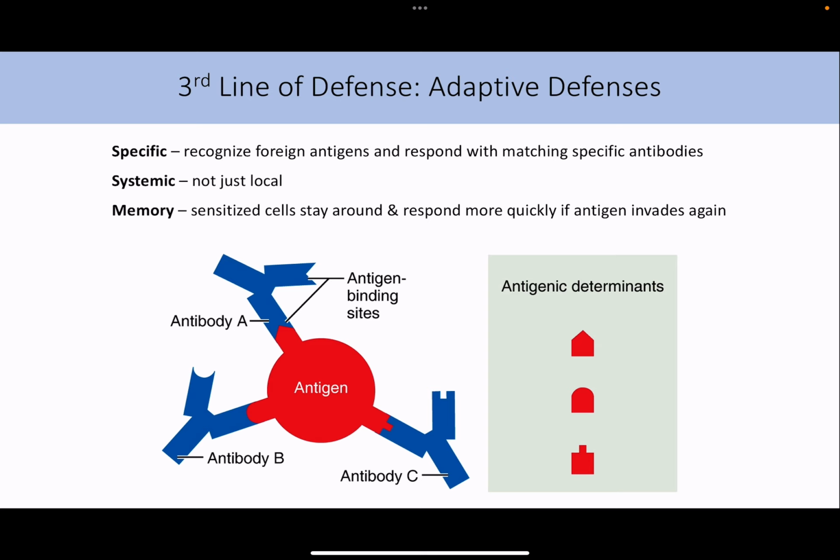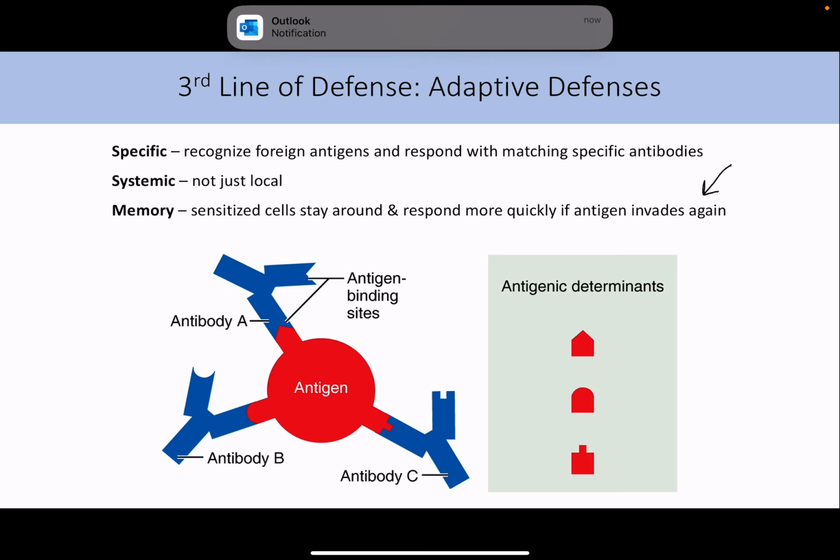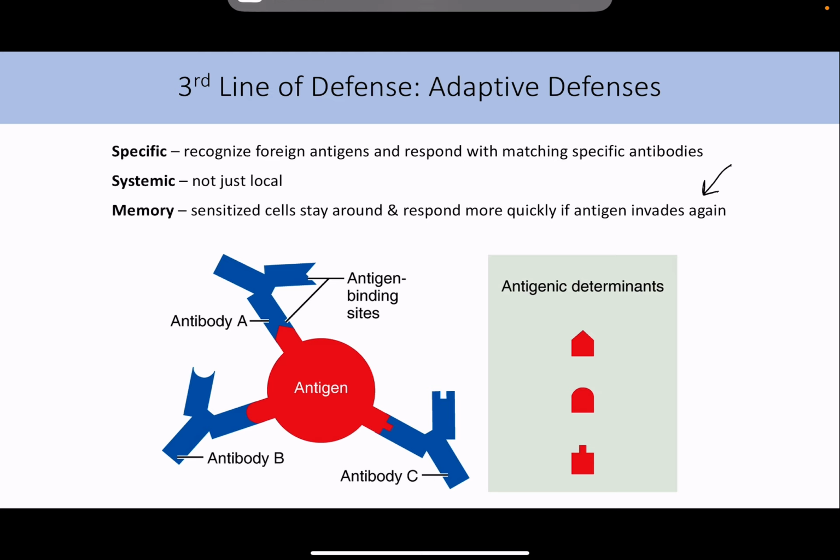Also, this line of defense has memory. So we have what are called sensitized cells that stay around for months and years at a time so that we can respond more quickly in case we're ever exposed to that particular virus or pathogen again. So that's the whole idea behind vaccines, that you get exposed to the pathogen ahead of time so that whenever you get exposed again in real life, then your body's more prepared to fight that off. And we'll talk about vaccines towards the end of today's lecture.